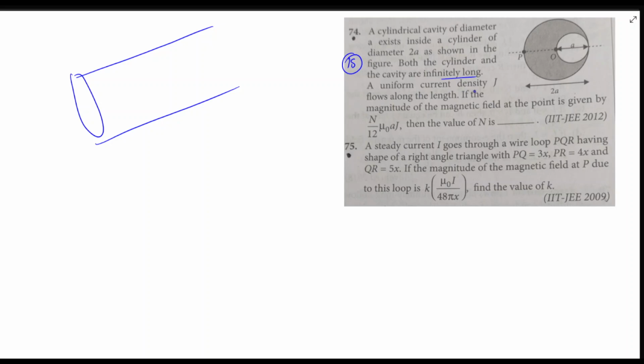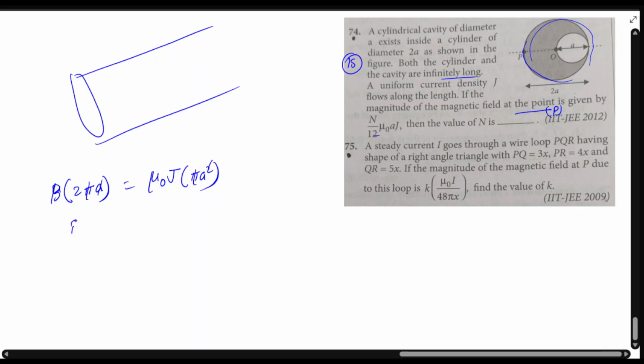Okay, perfect. The uniform J flows along with this. At point P we have to find the magnetic field. Let's first find the magnetic field due to the cylinder. So it will be B into 2 pi a, right? We have to make an Amperian loop like this, okay? So it will be mu naught, the current will be total, so it will be J into pi a square, right? So pi a will get cancelled and we'll get the magnetic field as mu naught J a by 2.